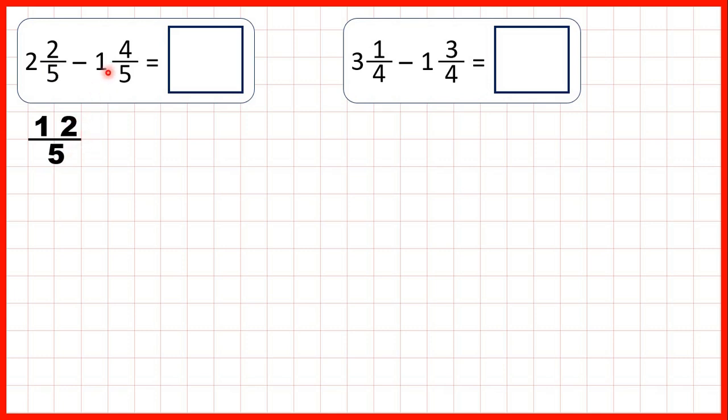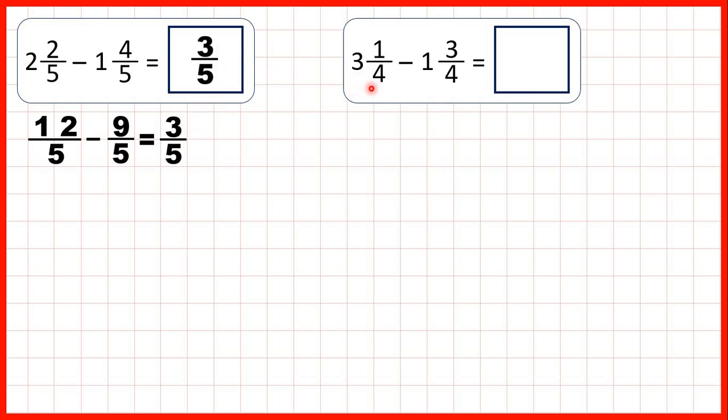And we can change 1 4/5 into an improper fraction as well. Remember, we multiply the whole number by the denominator, and 1 times 5 is 5, and then we add the numerator. 5 plus 4 is 9, so we're subtracting 9/5. So remember, when we subtract fractions, we keep the denominator the same in our answer, and now 12 minus 9 is 3, so our answer is 3/5.